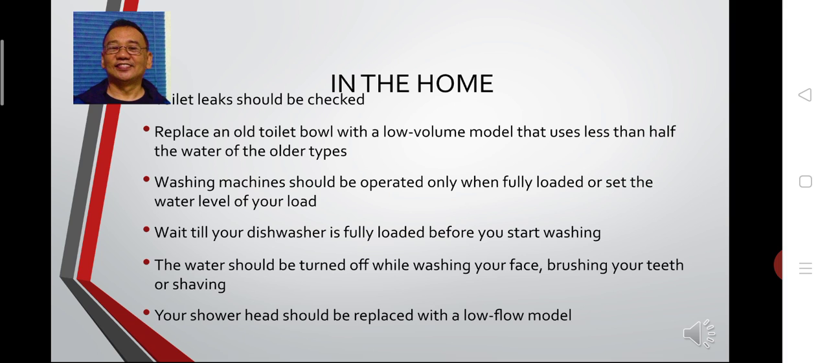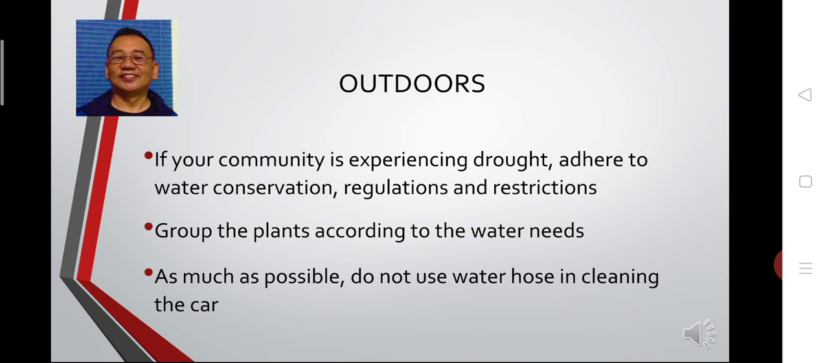Washing machines should be operated only when fully loaded or set the water level of your load. Kung isa lang, mag-hand wash ka na lang. Wait till your dishwasher is fully loaded before you start washing. The water should be turned off while washing of your face, brushing your teeth, or shaving. So, minsan tuloy-tuloy yung ng water. Your shower head should be replaced with a low model. So, these are the tips.